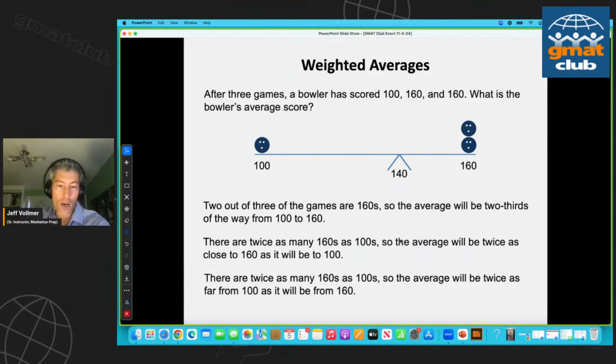Or just invert that. There are twice as many 160s as 100s, so the average will be twice as far from 100 as 160. Literally the same thing as saying it's twice as close to 160 as 100, but the term twice as close seems a little strange. I think we all know what twice as far is, but twice as close seems a little weird. So all of those three are exactly the same. You can take whatever you want there, and try to apply it to this next version of the problem.